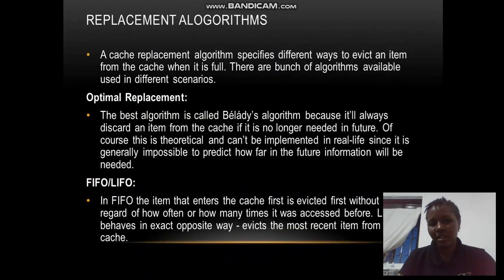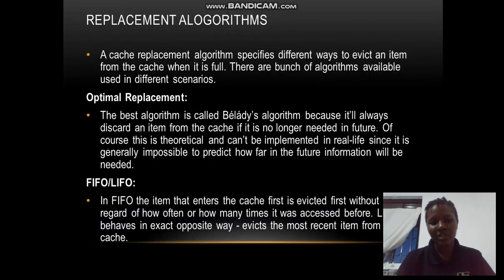Now we have replacement algorithms. They specify different ways to evict an item from the cache when it is full. There are a bunch of algorithms available, used in different scenarios. So we have optimal replacement. The best algorithm is called the Belady algorithm because it always discards an item from the cache if it is no longer needed in the future. Of course, this is theoretical and cannot be implemented in real life since it is generally impossible to predict how far in the future information will be needed.